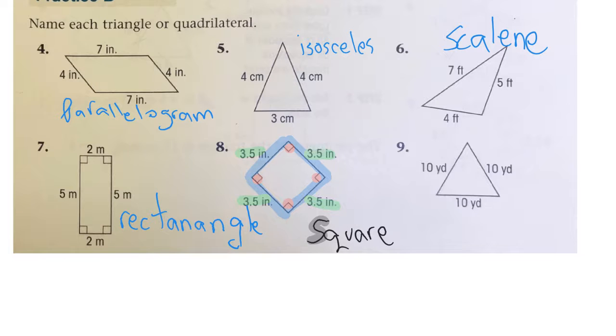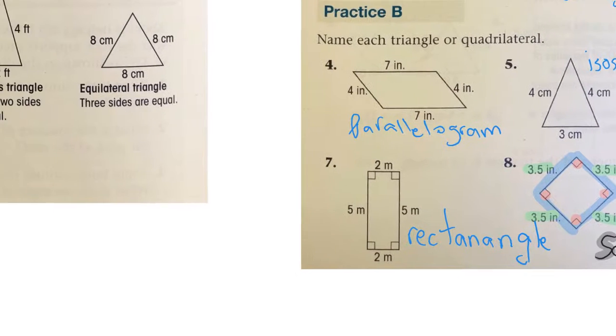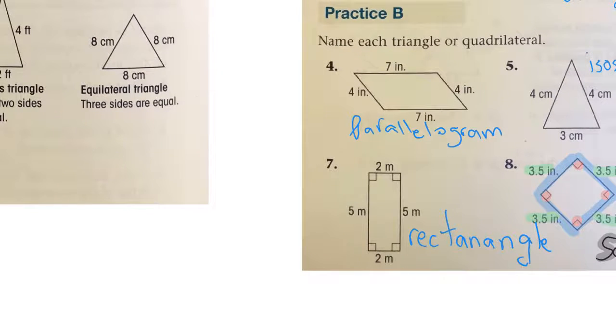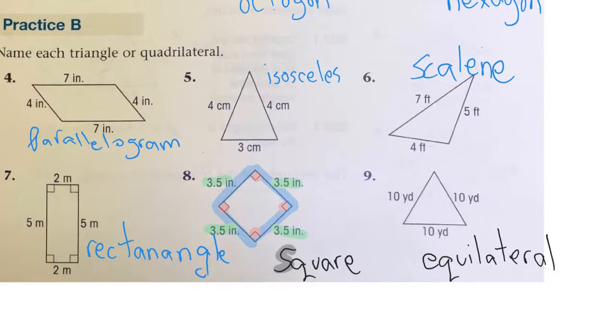And now we have a triangle for number 9 with all sides equal. So we have the equilateral. See if I can remember how to spell that one. E-Q-U-I-L-A-T-E-R-A-L. I think you got it.